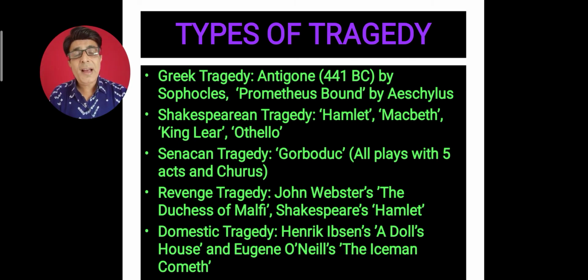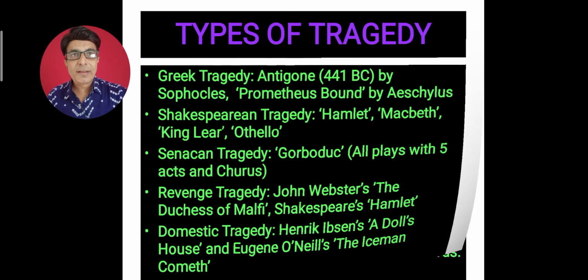And the last type of tragedy that we have in English literature is domestic tragedy. Okay, Henrik Ibsen's A Doll's House, written during the 20th century, and Eugene O'Neill's The Iceman Cometh, they are the domestic tragedies in which the characters are taken from families. Common men are taken as characters, and the problems of their life are presented by the tragedy writer.